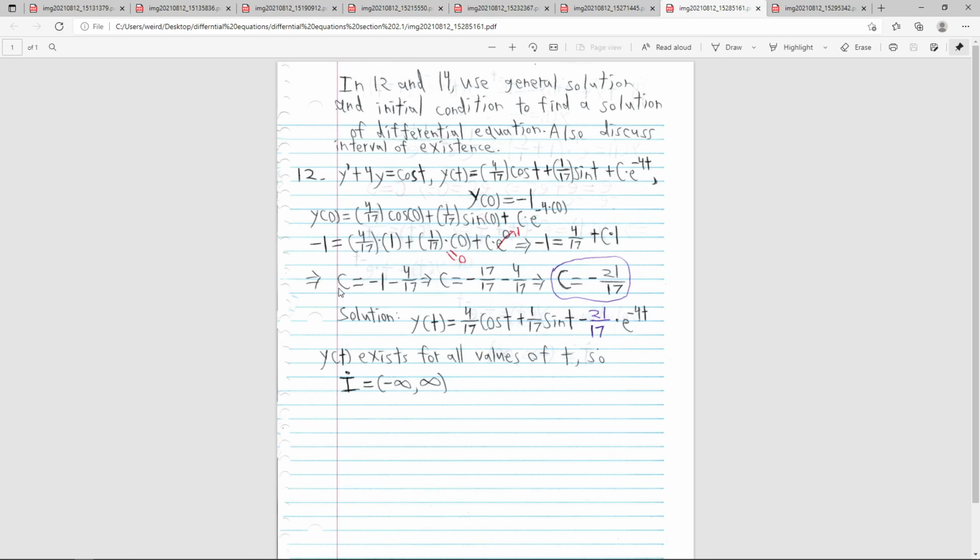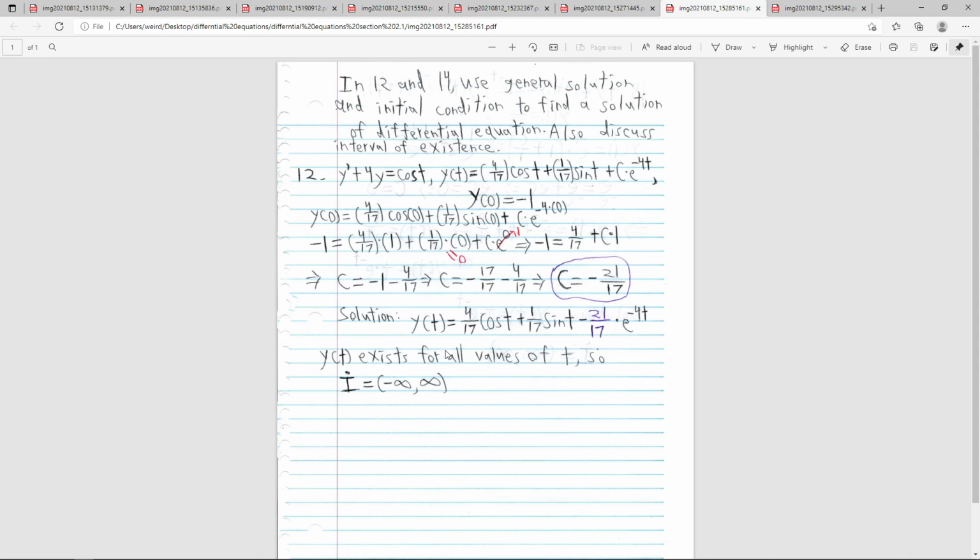And so c is equal to negative 1 minus 4/17. And we simplify with some algebra to get c equals negative 21/17. So the solution is found from that, because it gave us everything, we just had to plug in to figure out what c is. When you have the general solution to the differential equation with a constant in it, and you have your initial value, you can just find c using the initial value.